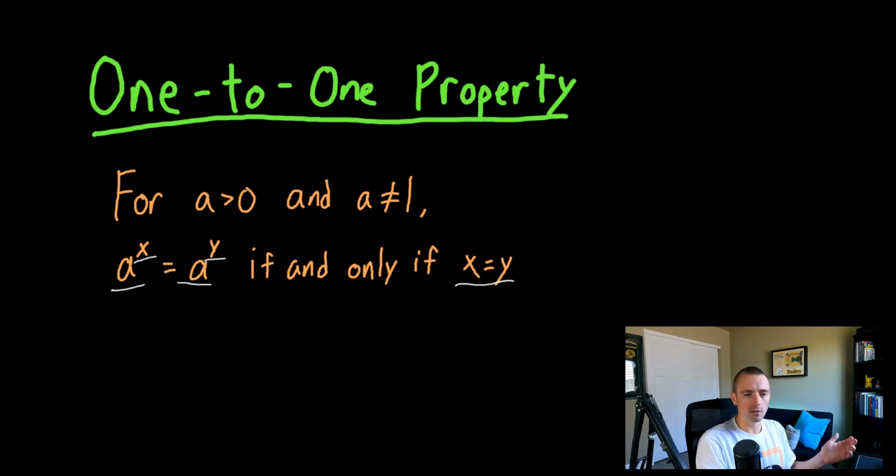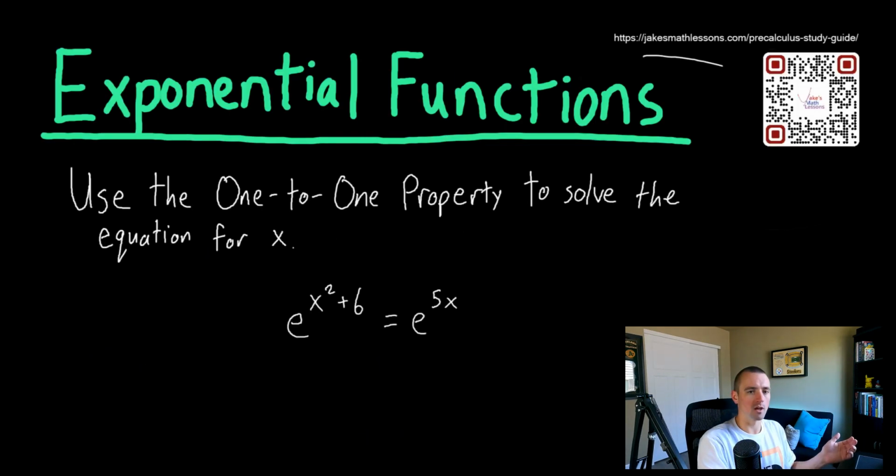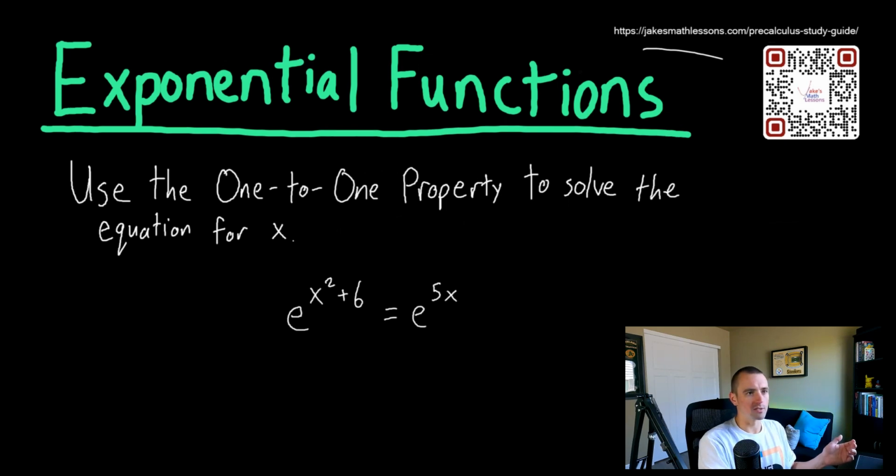So that's exactly what we have here, right? We have e to the x squared plus 6 and e to the 5x. e is just a known constant. It's like 2.7. It's kind of like pi, how it just equals some specific number. But it's a positive number, it's not 1. We know that we have the same base on both sides of our equation. So what we can do is just set the exponents equal to each other. We can just take x squared plus 6 equals 5x based on the one-to-one property.